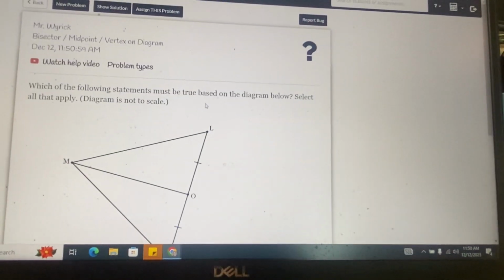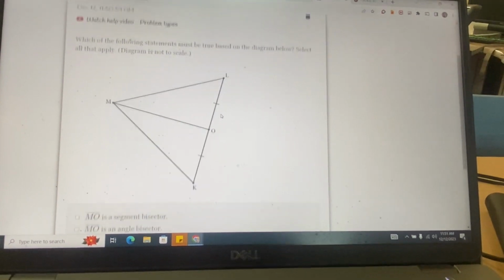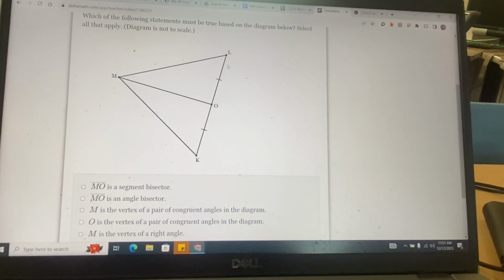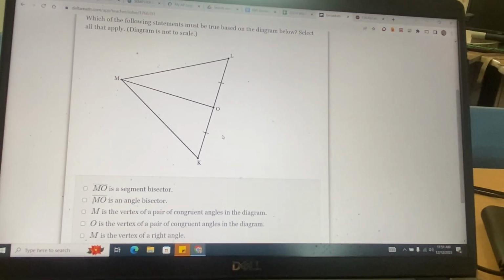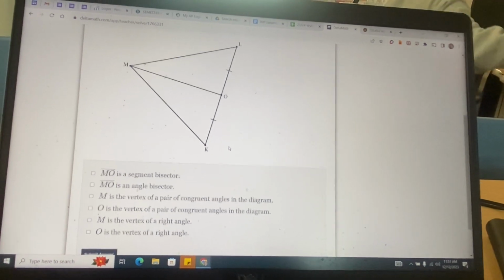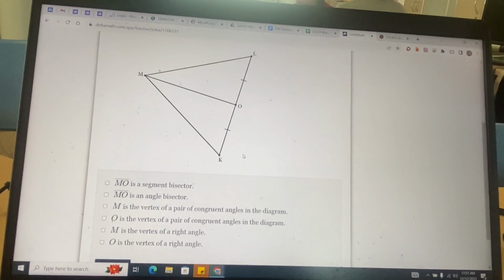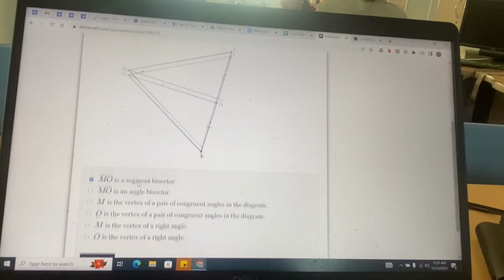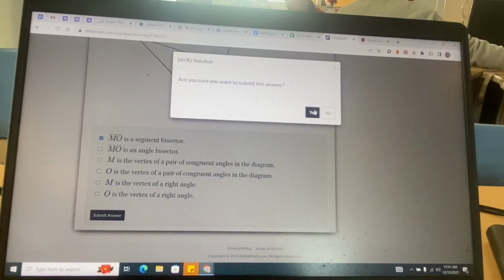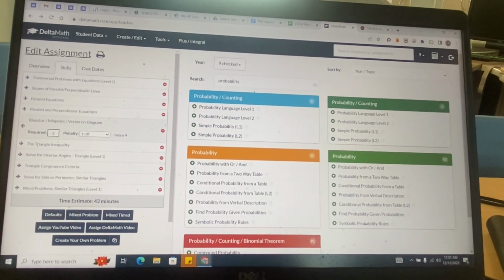Bisector, midpoint, vertex on diagram. I saw a lot of people struggling with this one a little bit today. The key is only mark what you see. So in this case, I can tell that MO is a bisector of LK. It's cutting it into 2 equal parts. But anything else that they have about vertex of congruent angles or angle bisector or right angles or anything like that, if it's not marked on here, then I don't know if it's true. I choose the segment bisector, I move on. Okay, make sure it's marked on there before you pick something.